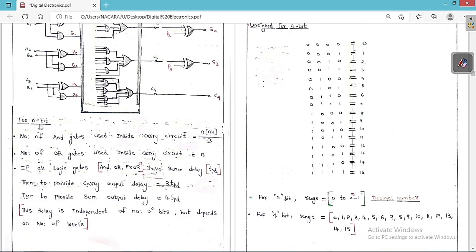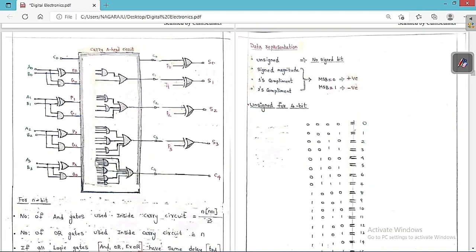Now let me tell you some important points regarding this circuit. For an n-bit carry lookahead adder, the number of AND gates used inside the carry circuit is equal to n into n plus 1 by 2.